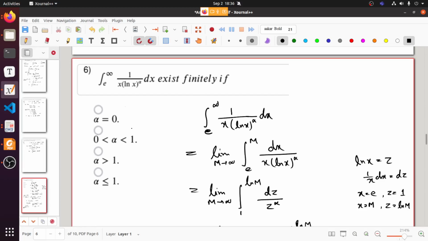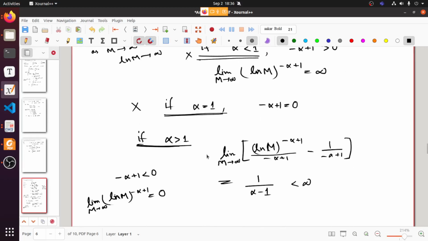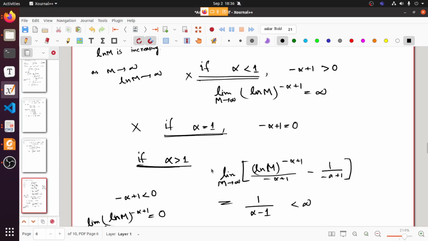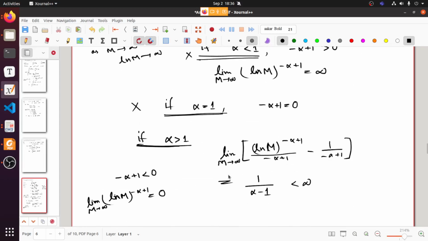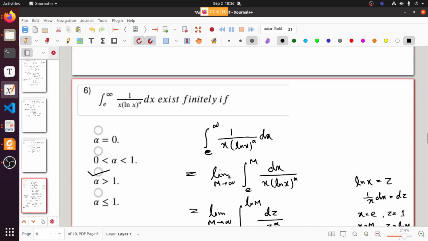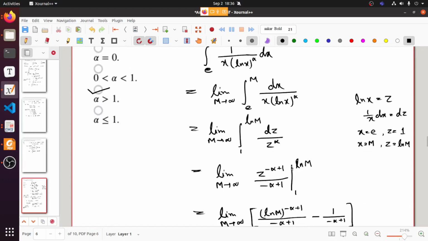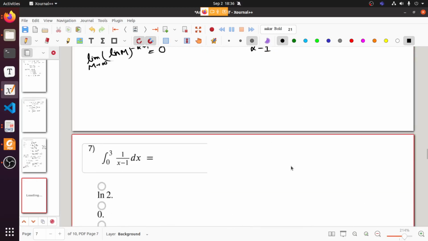So which option is correct? Option number 3, right? We have checked all the 3 options. So only if alpha is greater than 1, then this integral exists finitely, right? Is this fine? Yes, sir. Okay. So let's move to the next one.